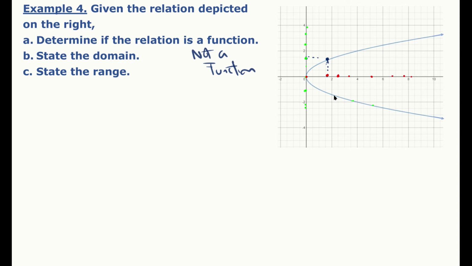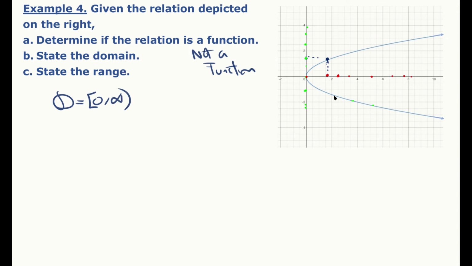So the domain is going to be basically all real numbers greater than or equal to 0. So bracket 0 comma infinity.